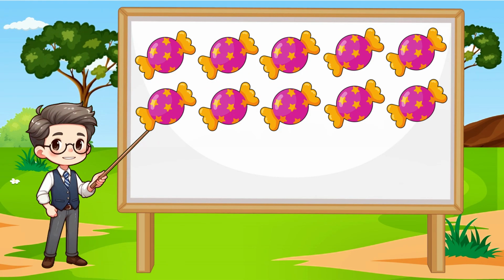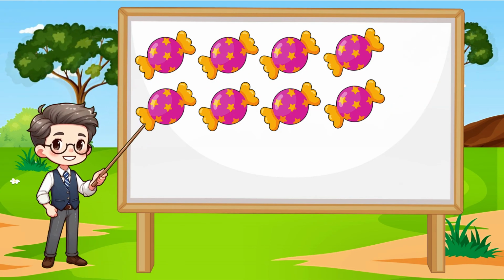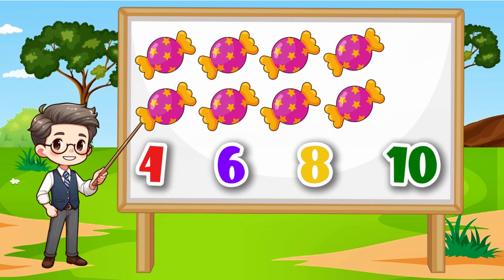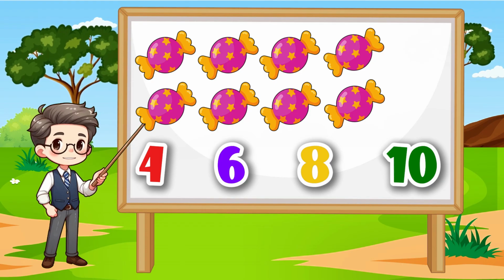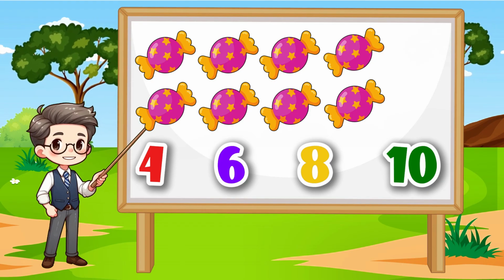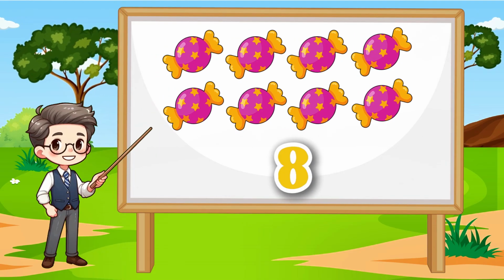If you have 10 candies and you eat 2, how many are left? Is it 4, 6, 8, or 10? And the answer is 8.